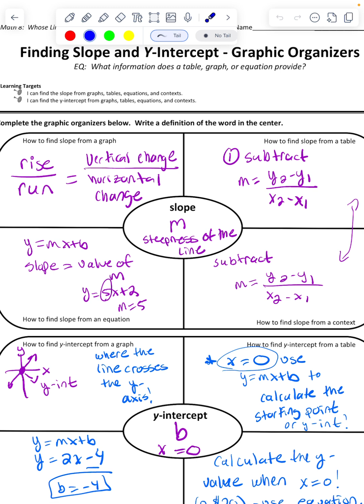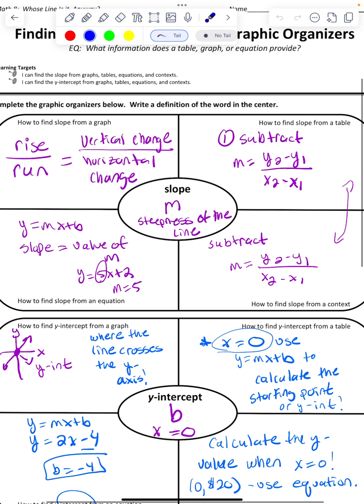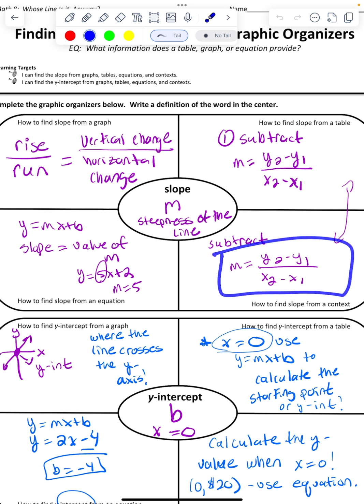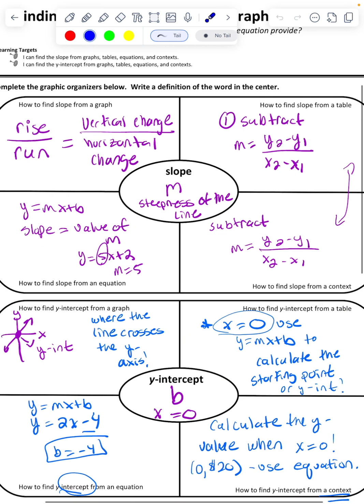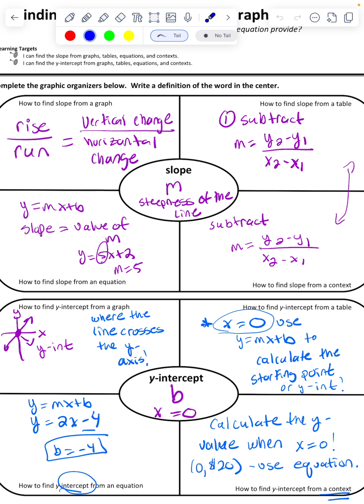The y-intercept is where the line always crosses the y-axis. So y-intercept and y-axis means that's where it touches. Now today, we're going to keep practicing subtracting to find slope, but we also need to know where that graph will cross the y-axis at x equals 0. So we're going to use a math equation using slope to find that.